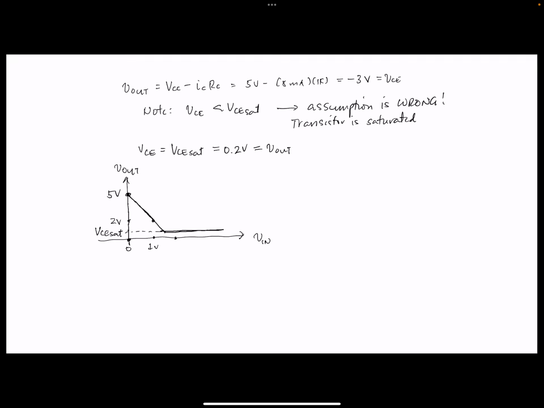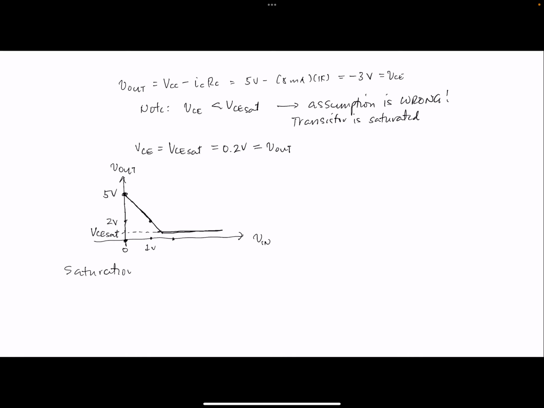Saturation occurs when IC is equal to IC sat. And what is this? This is VCC minus VCE sat over RC. No? So this is the minimum value that your VCE can have. Okay, this is fixed. This is your collector current. So this is when saturation will occur, when IC is equal to IC sat. In this particular case, that is 5 minus 0.2 over 1K. So that will occur when IC is equal to 4.8 mA.